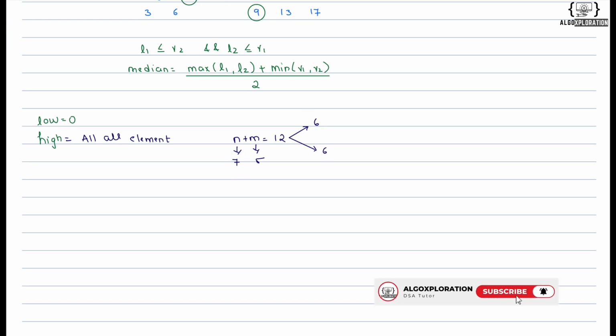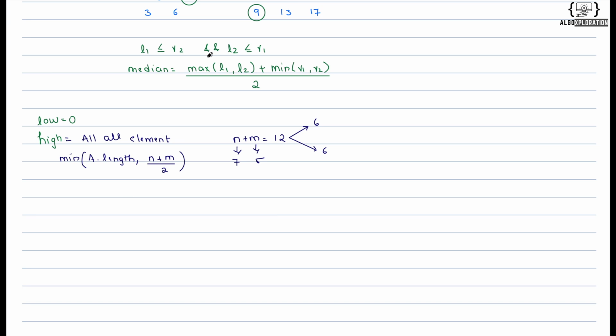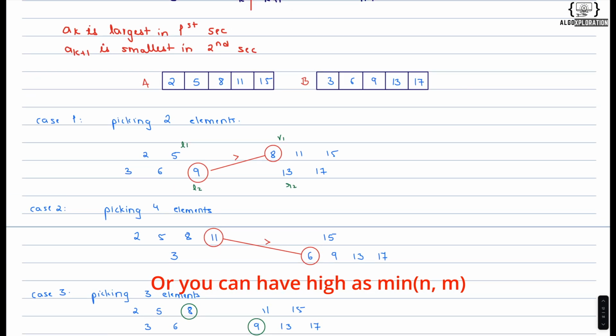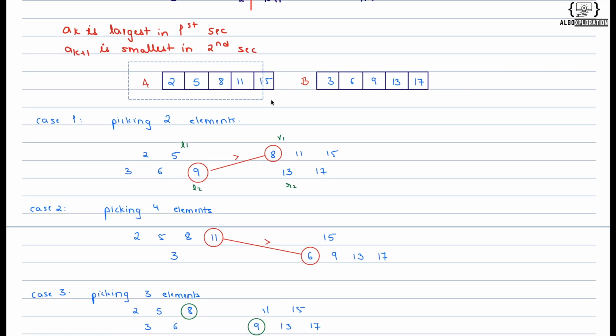So the high can be the minimum of A's length, comma, n plus m whole divided by 2. I believe you got this. Low can be this and high can be this. So let's try to dry run on this example.